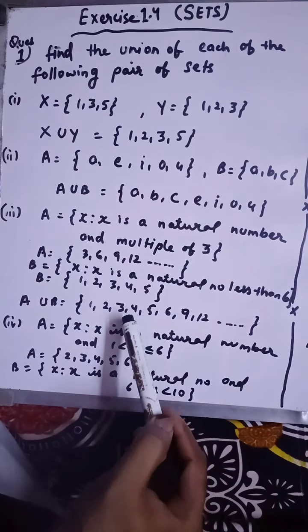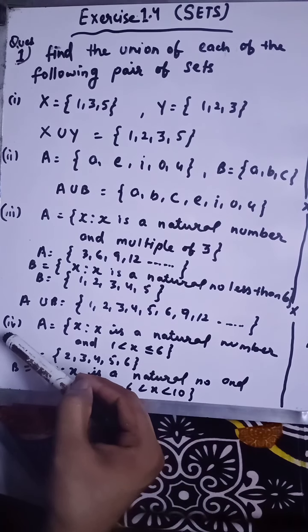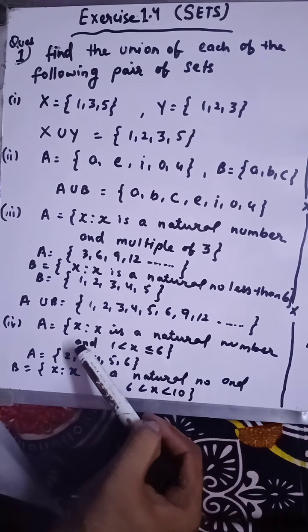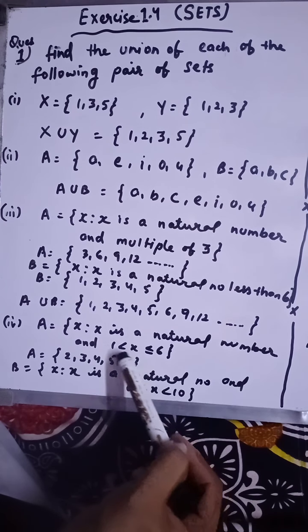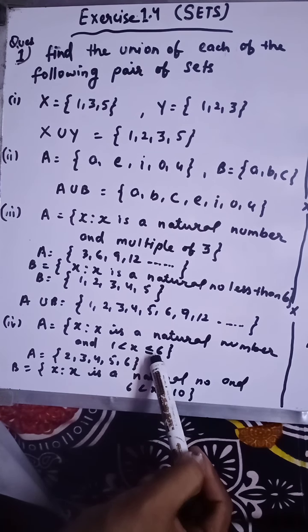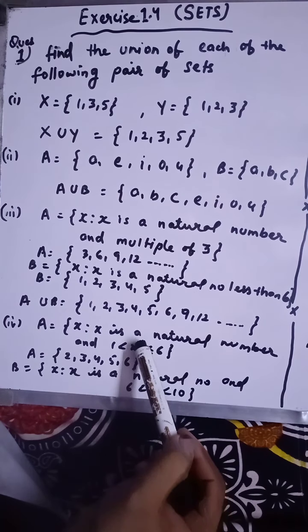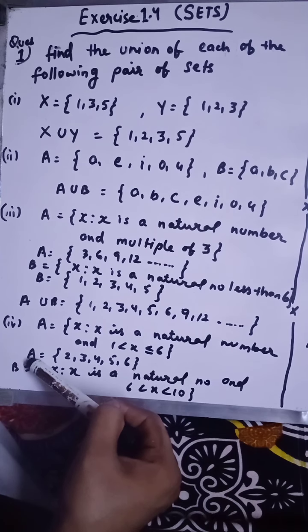Okay. So this is how you can solve it. Part 4. X is a natural number, and here is the definition of X. X is more than 1 and less than or equal to 6. That means X may be 2, 3, 4, 5, 6. So this is your A.